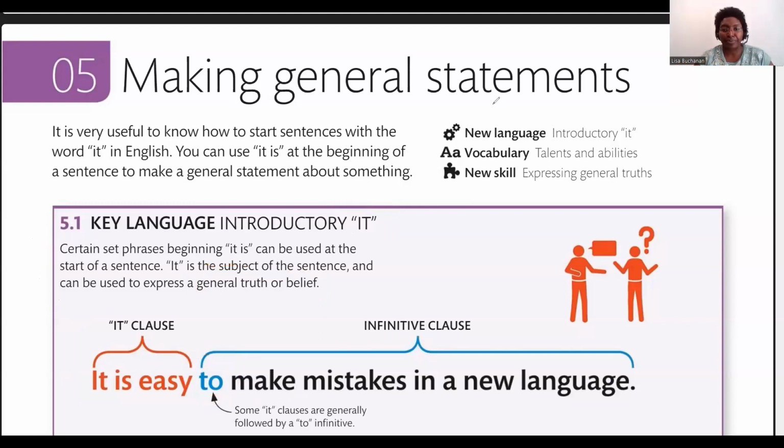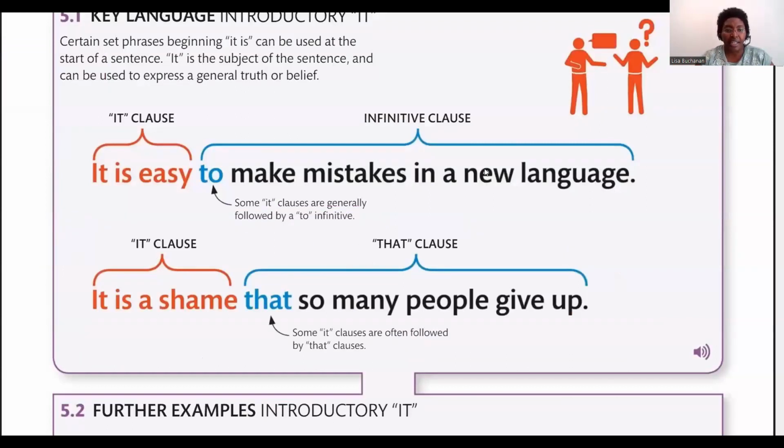Okay, so let's continue. Look at the next sentence. So we can also start the sentence again with it, just like we did the first example. It is a shame. Now, instead of continuing the sentence with to, we're going to use that so many people give up. You notice after the that, there's no verb. We just say whatever we need to say. With the previous example, we had to, and then we had a verb make right after it, to make. So that's the infinitive. Here, we're just going to say that, followed by an explanation or whatever we want to say. Let's continue.